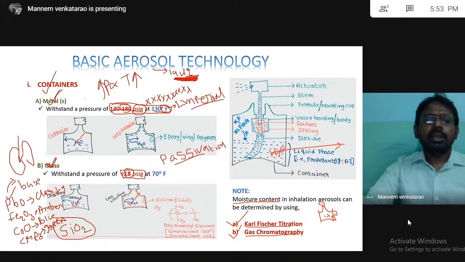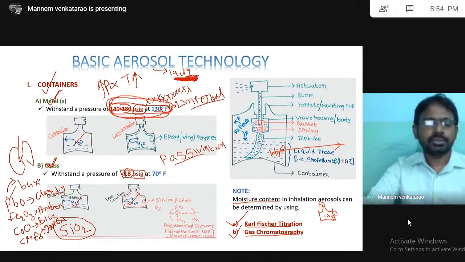With this, the container is completed. The first component in basic aerosol technology is completed. After completion of this explanation, the most important point to remember is the pressure withstood by the metallic container. This is a question asked 3 times in previous GPAT and GATE papers.